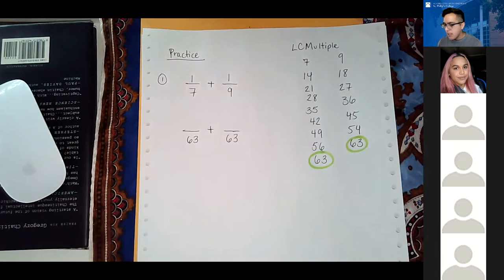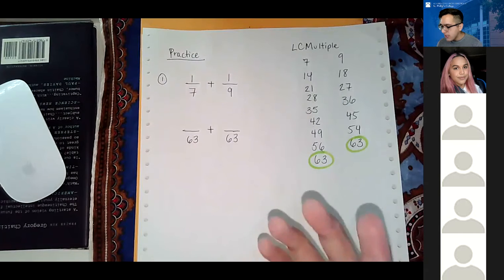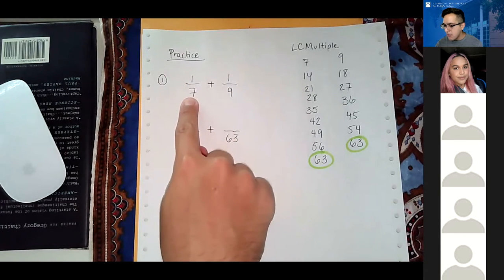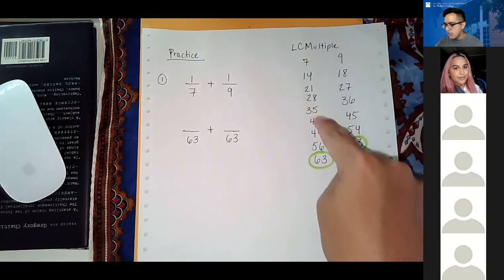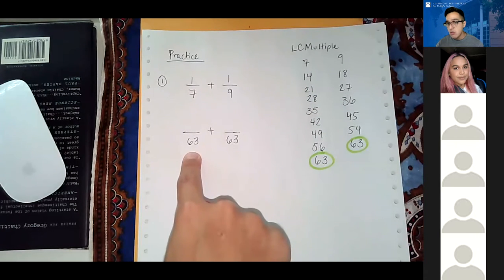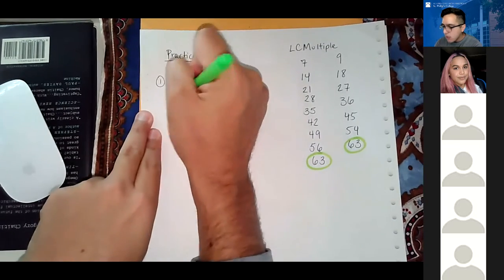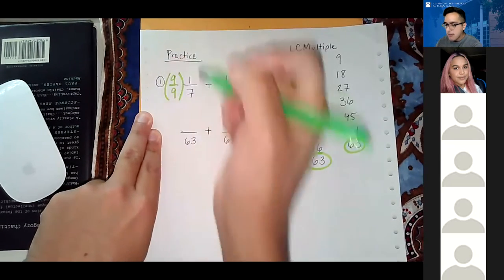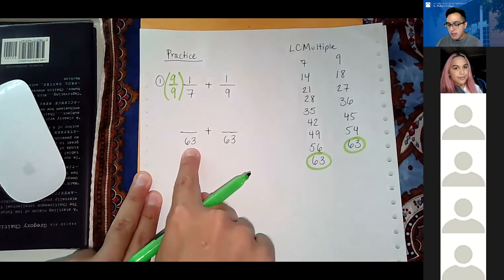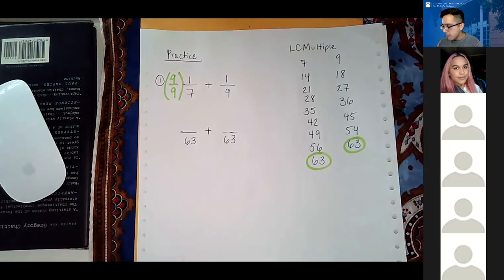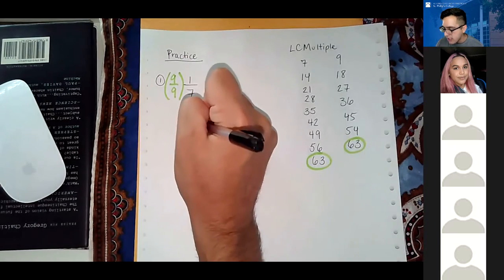and add them. But somehow I need to process these fractions so that their denominators change, but that will naturally change their numerators. So for the first fraction, 1/7, I needed to multiply the 7 by 9, 1, 2, 3, 4, 5, 6, 7, 8, 9, in order to make that turn into a 63. So what I really need to do is multiply this by 9 over 9. So 9 times 7 is going to give me that 63. And I need to multiply 9 times 1 on top. So 9 times 1 is really convenient. That's just going to be 9.